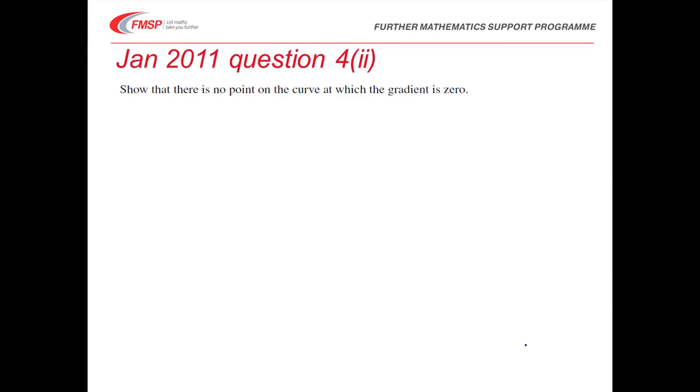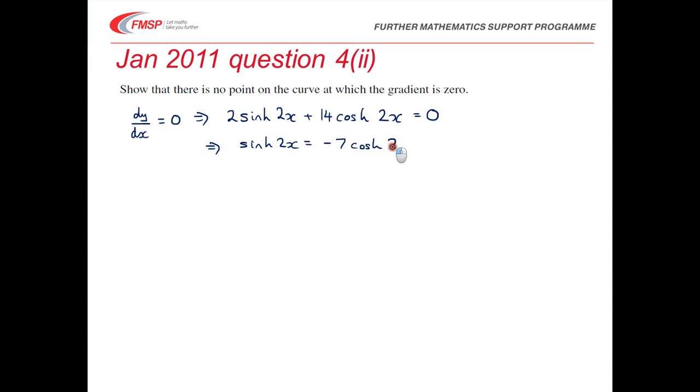We're then asked to show that there is no point on the curve at which the gradient is 0. So let's see what happens if we take the gradient to be 0. dy by dx equals 0 implies that what we have for the derivative, which was 2 sinh 2x plus 14 cosh 2x, is equal to 0. That would mean that sinh 2x was equal to -7 cosh 2x, and dividing by cosh 2x, that would give us tanh 2x equals -7.